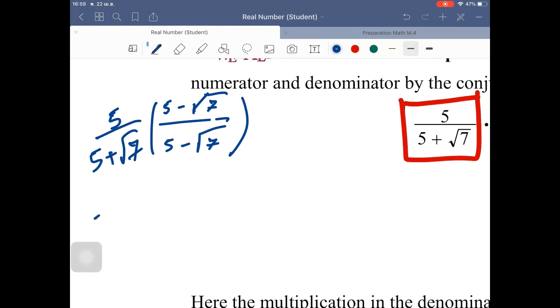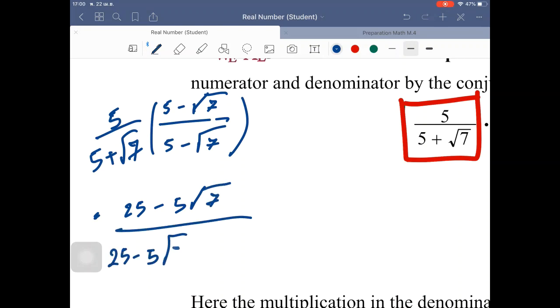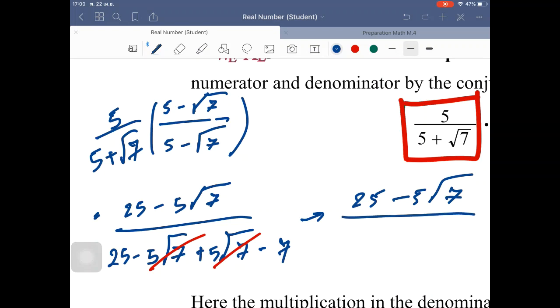So multiply term by term. You see, 25 minus 5 square root 7 plus 5 square root 7 minus 7 here. You see this one will be eliminated. And what do you get? 18. You see, the denominator is not a radical anymore. That's it. Multiply the denominator itself, but change the symbol from plus to minus, from minus to plus. Okay, that is the key.